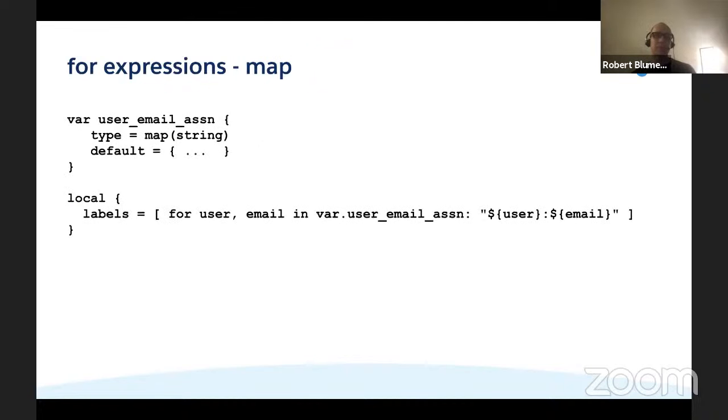You can also iterate over a map using a for expression. You get a key and a value. And in this case, I'm turning a map into a list using an interpolated string.